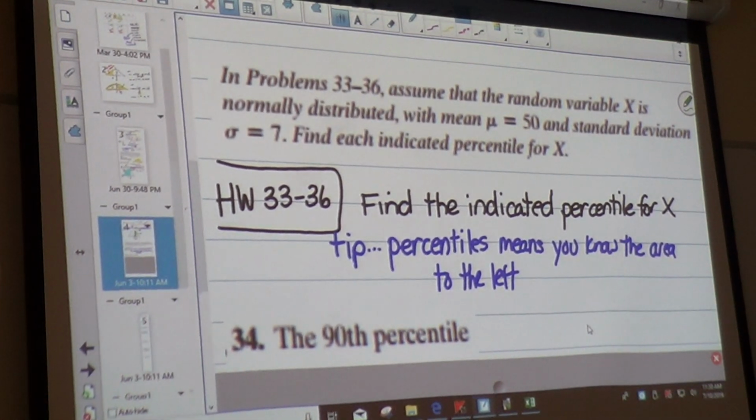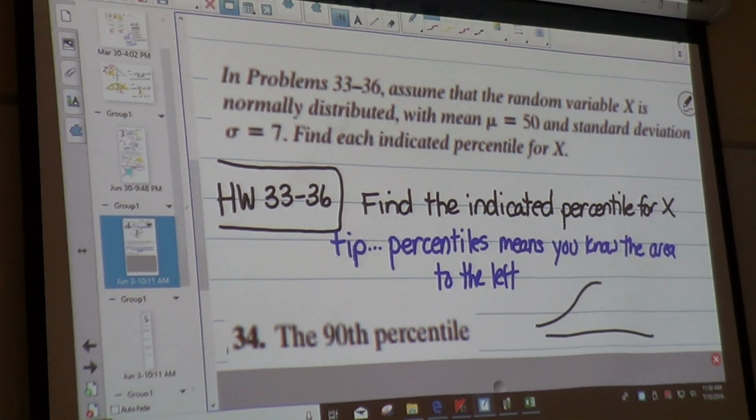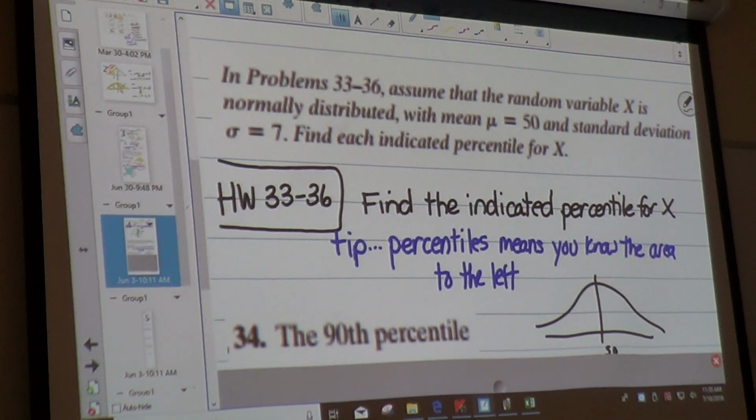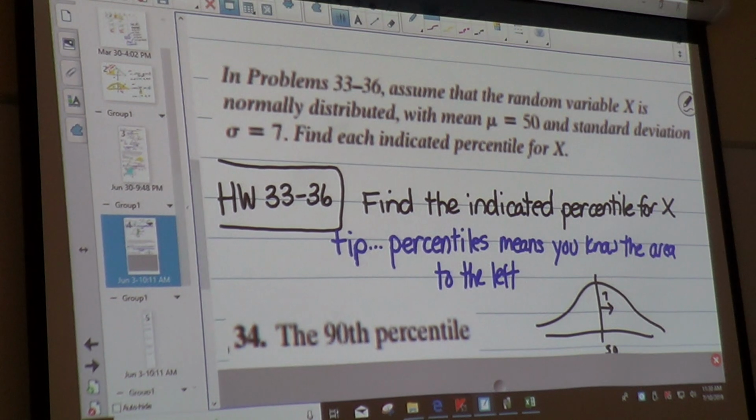Okay, so if I'm drawing this, it is telling me that we have a normal distribution with a mean of 50 and a standard deviation of 7. Percentile, that means the shading. So that means that 90% is shaded to the left. So that is going to be 0.90.